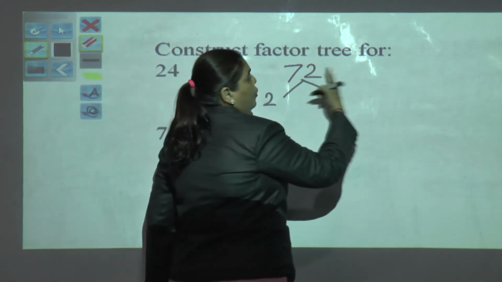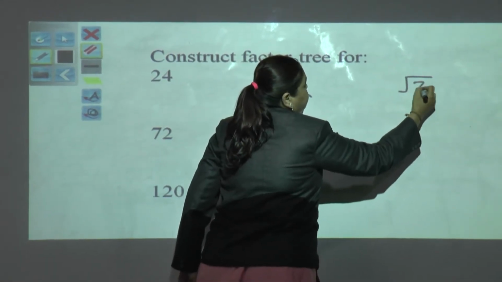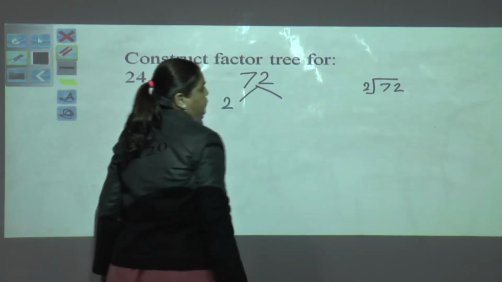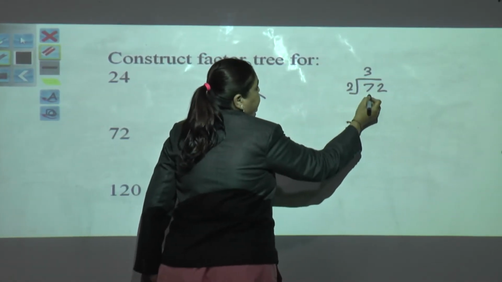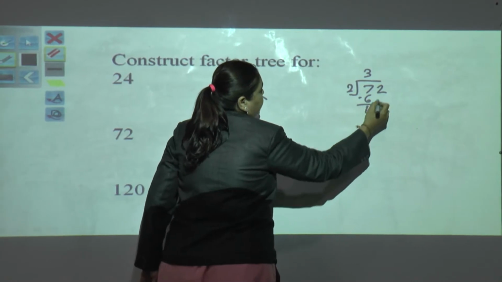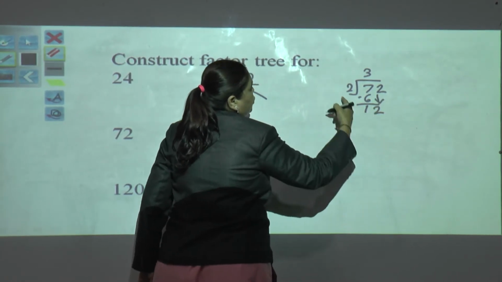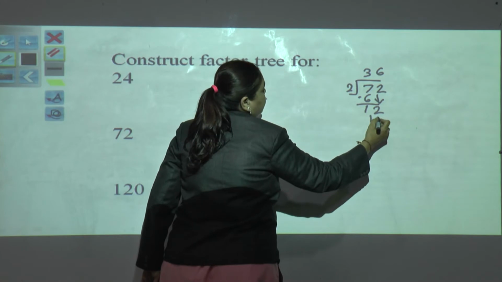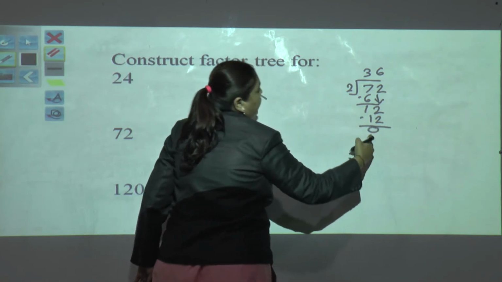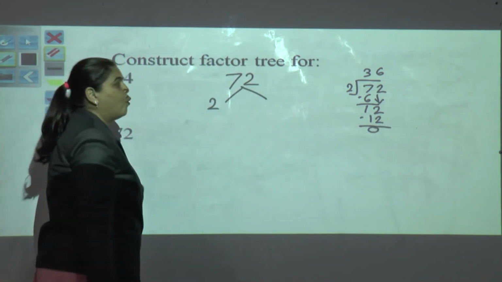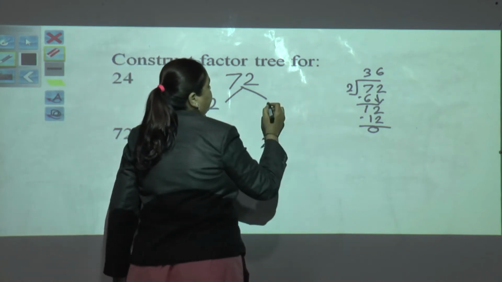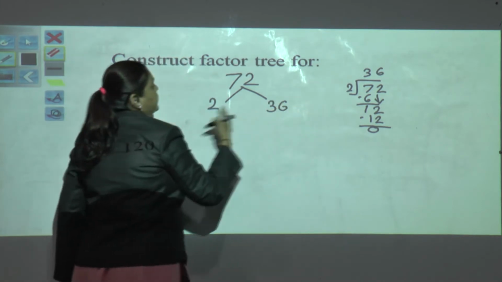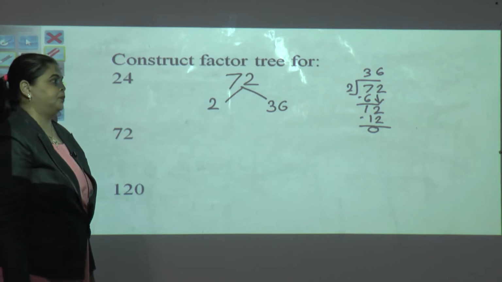If you don't know, you can do practical division of 72 divided by 2. 2 threes are 6. Here is 1. Get 2 down. 2 sixes are 12. So I told you it will leave the remainder as 0. What we get as the quotient should be written here. So it is 36, 36 twos are 72.